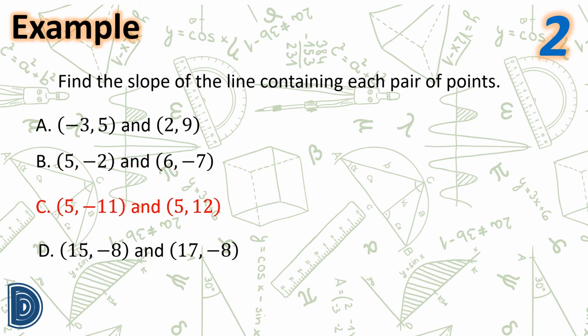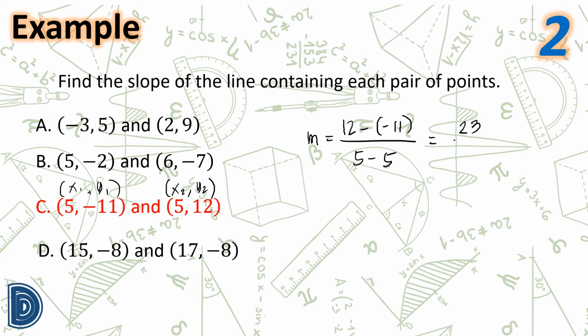Let us have letter C, 5, negative 11, and 5, 12. Let us use 5, negative 11 as x sub 1, y sub 1, and 5, 12 as x sub 2, y sub 2. Substituting the values to the formula for the slope of the line, we have m is equal to y sub 2 minus y sub 1, so we have 12 minus negative 11 over 5 minus 5. Notice that the x-coordinates of the 2 points are equal. Hence, in the numerator, we have 12 minus negative 11, that is 23. 5 minus 5 in the denominator, that is 0. So in here, the slope is undefined.